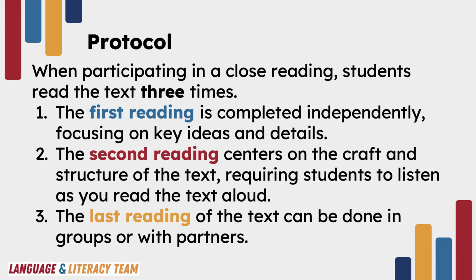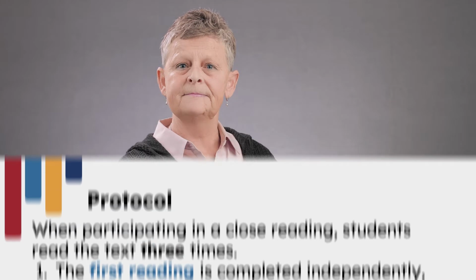This simplified version of a protocol suggests that 3 readings may occur for different purposes. First, students read to determine the gist or what the text says. Students might then listen as teachers model how the text says it while focusing on the author's word choice, sentence structure, or other feature. And finally, students read it again, either independently or with a partner, to determine what the text means or how it connects to the big idea or essential question.